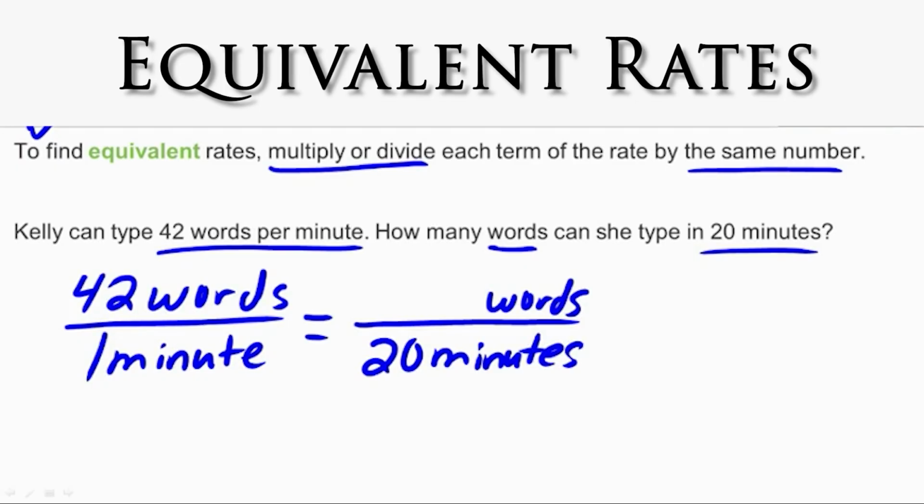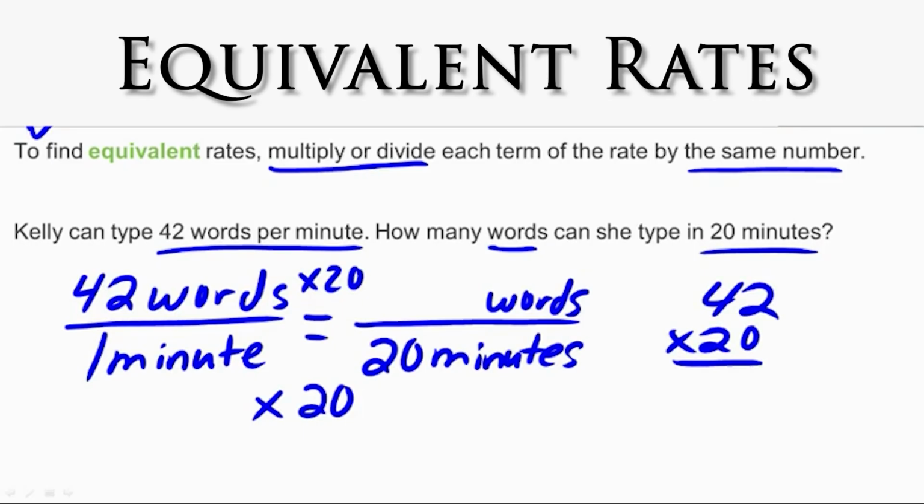So next we're going to look at the denominators. We have 1 minute to 20 minutes. Well, how did I get from 1 minute to 20 minutes? I multiplied by 20. And whatever I do to the bottom, I have to do to the top to keep the ratios equivalent. So I multiply the top by 20. Let me do that real quick over here on the side.